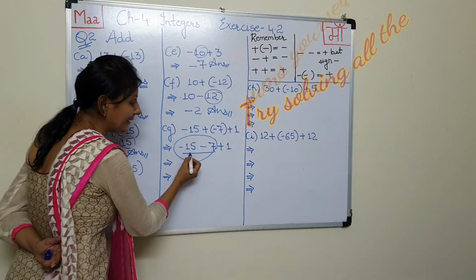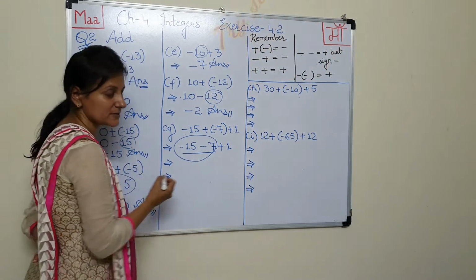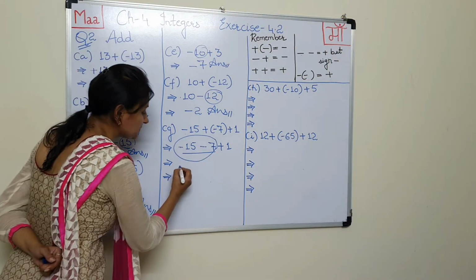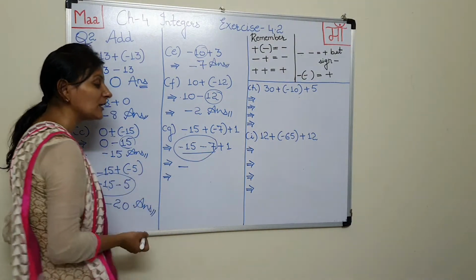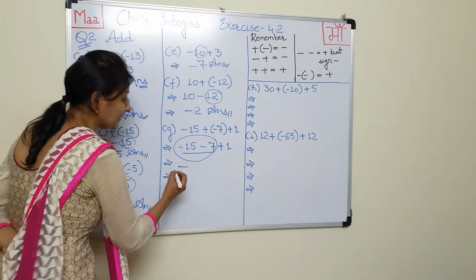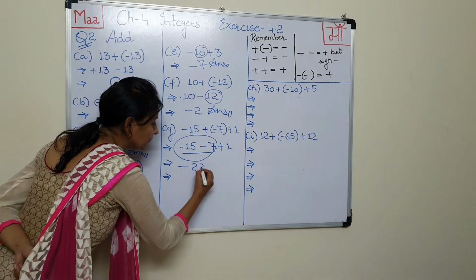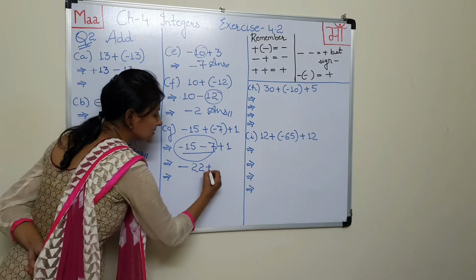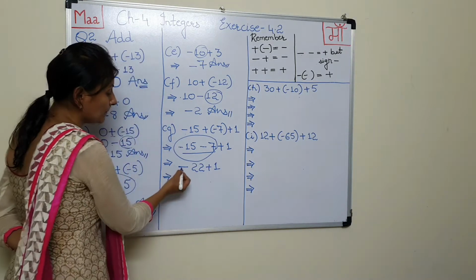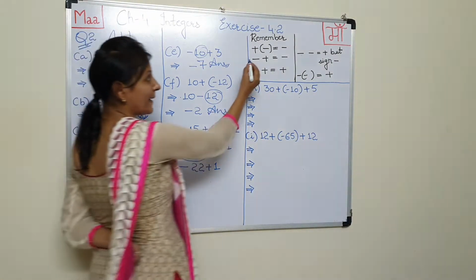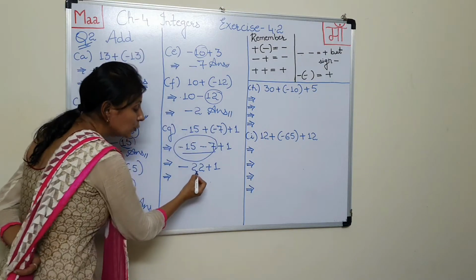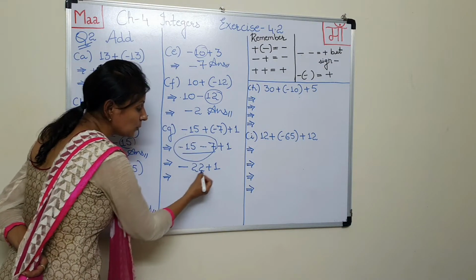So here you will add this 15 and 7 firstly. So minus minus plus, but sign minus. Okay, sign will come of minus only. So 15 plus 7 will give you what? It will give you 22. Okay, then plus 1. Now minus plus. So minus plus will give you what? Minus. Minus plus minus. So now you have to subtract this 1 from 22.